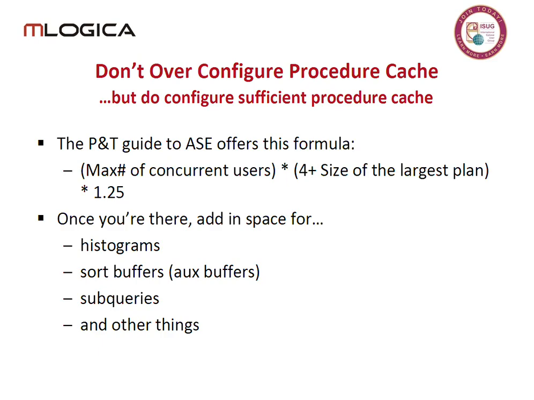With the advent of 15, because we're doing so much extra in 15, there's a lot of other space we need available in there: histograms, sort buffers, aux buffers, subqueries. Lots of stuff is getting done in procedure cache that was not being done there before. As a result, we need a lot more space.